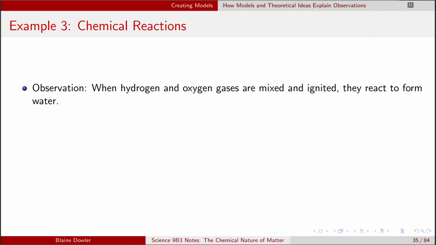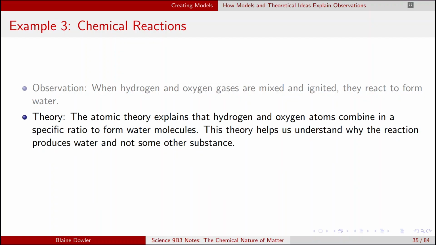Example 3. Chemical reactions. An observation. When hydrogen and oxygen gases are mixed and ignited, they react to form water. Theory. The atomic theory explains that hydrogen and oxygen atoms combine in a specific ratio to form water molecules. This theory helps us understand why the reaction produces water and not some other substance.